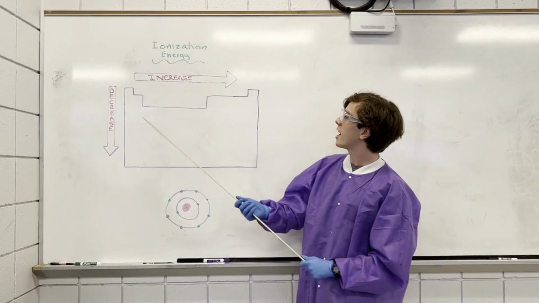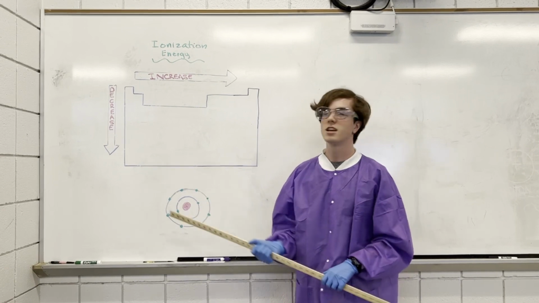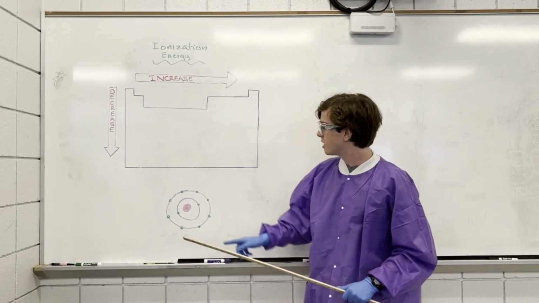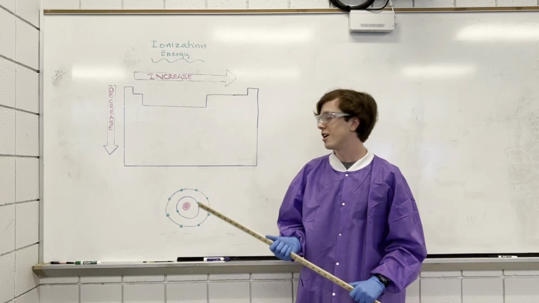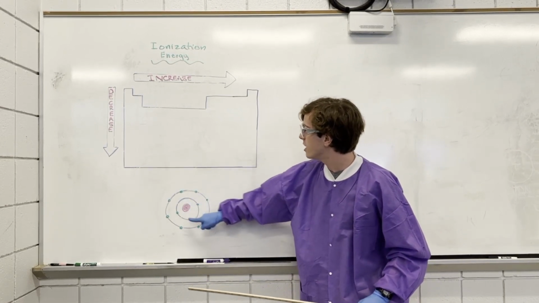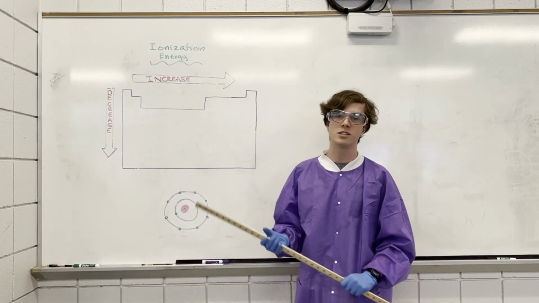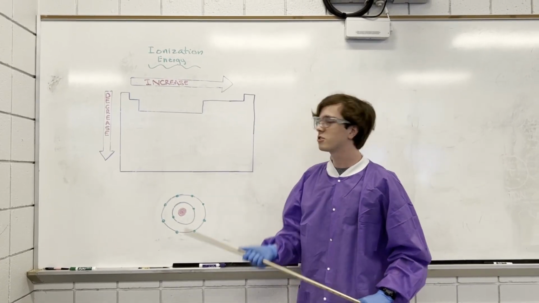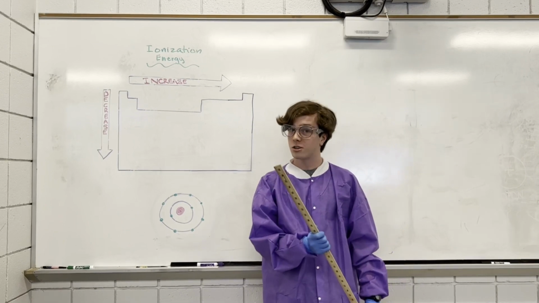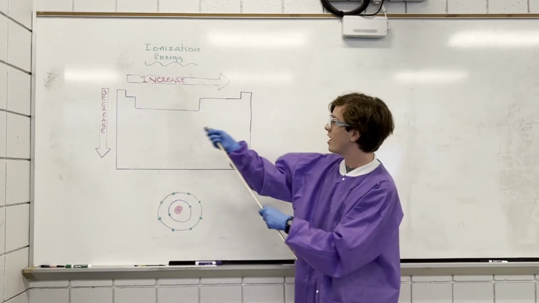Now, the reason that ionization energy decreases down a group is because down a group we get more levels of electrons, and the levels inside shield the outer electrons from that positively charged nucleus, so they become easier to remove. Now, there are some exceptions to these trends.